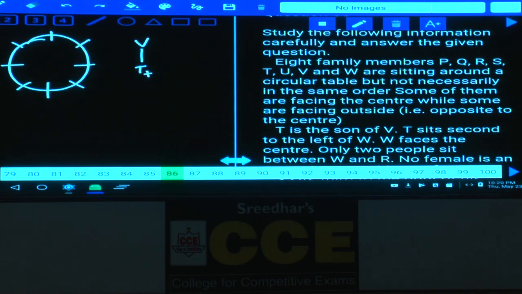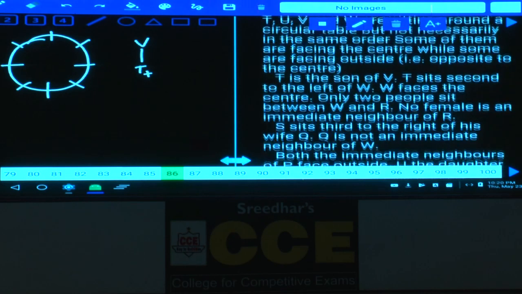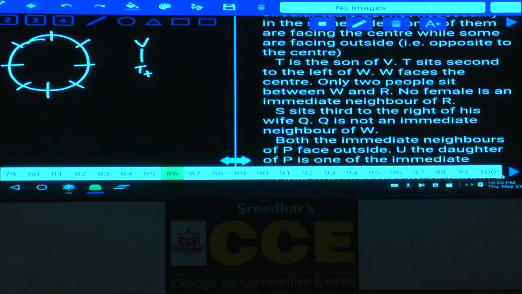As T is the son of V and T sits second to the left of W, W faces the center. Now information clearly specified, W is facing the center. As W is facing the center, now this person is W and this person is facing the center, and T is the son of V and T sits second to the left of W, T must be here. Are you following this one or not? W is facing the center, T sits second to the left of W and T is the son of V.